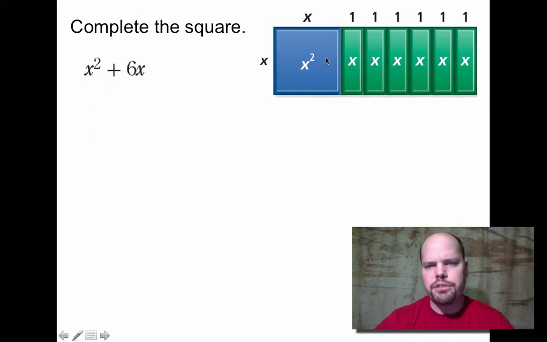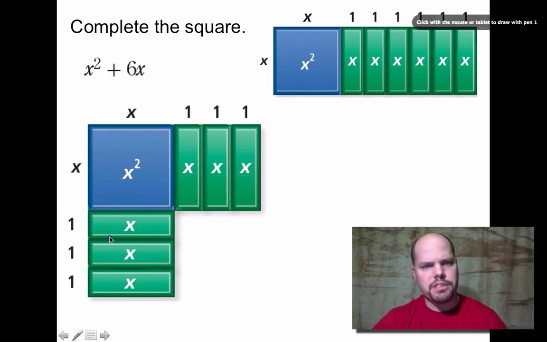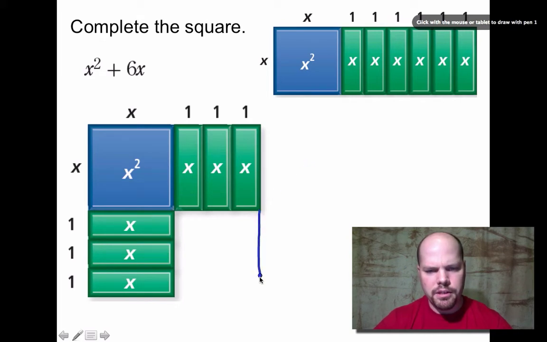With algebra tiles, here's what it would look like. You have x squared and 6x's. Now it's hard to make a square like that, so the first thing you'd have to do is rearrange them a little bit and take half of your x terms and put them on each side. So we'd end up with x plus 3 on one side, x plus 3 on the other side. So what would it take to complete the square? Well, we'd fill in the missing part of the square.